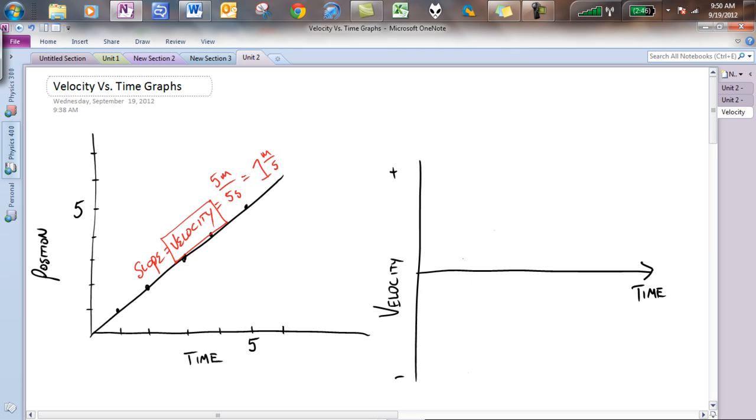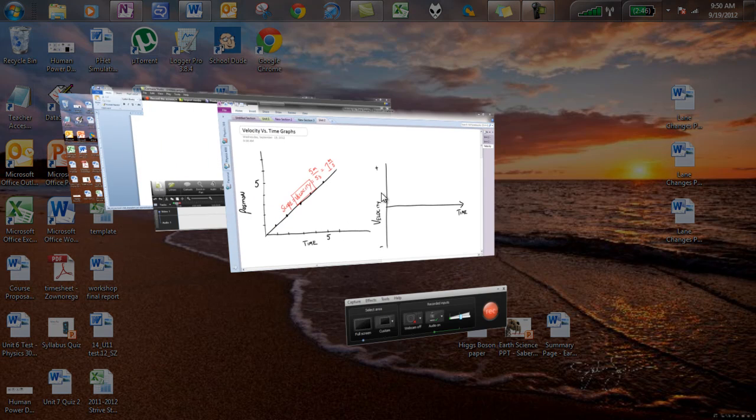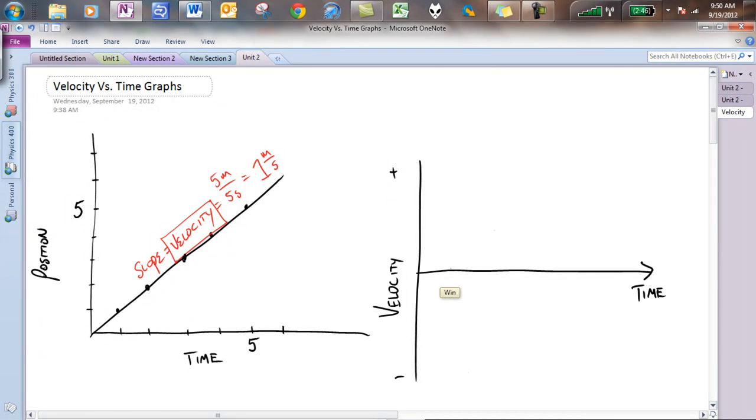So if I were to go to the velocity versus time graph, I'm going to be thinking that for the first second, second, third, fourth, and fifth, I have the same velocity value. So at the beginning, 0 seconds, I'm actually at my 1 meter per second velocity. Note how I've made this a positive, because it is a positive velocity, a positive slope.